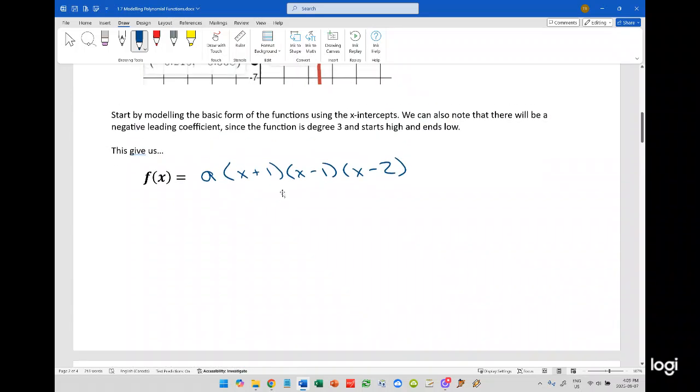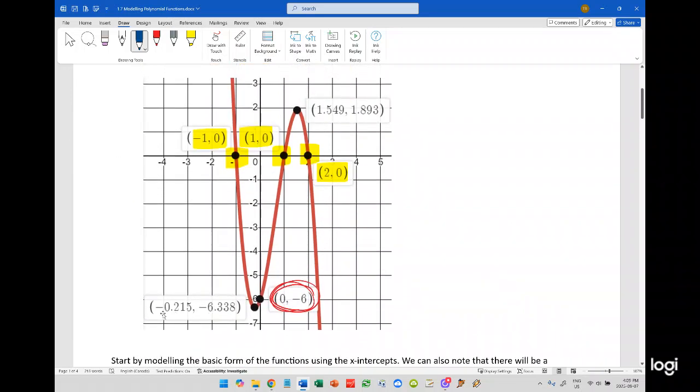So I can plug in x = -0.215, y = -6.338. It will work. It just will be really, really nasty because those are horrible numbers to work with. Pick a number other than the 3 x-intercepts that's nice. In this case, the nicest ordered pair I can see is (0, -6). When x is 0, y is -6.